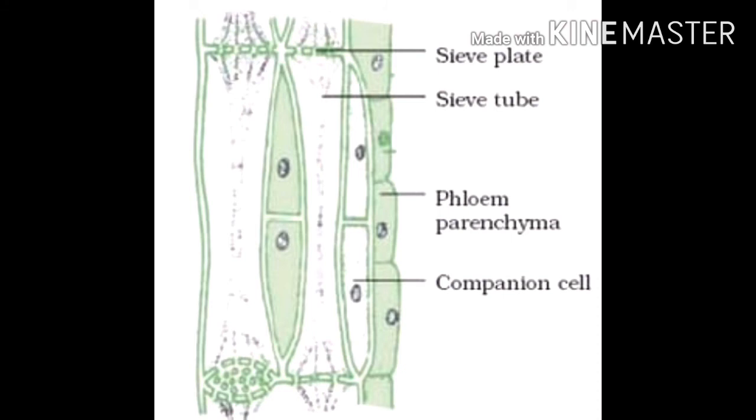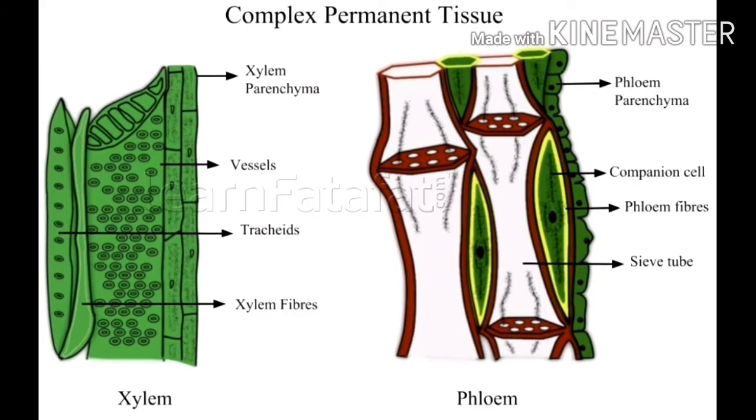And sieve tubes are tubular cells with perforated walls. Perforated walls means they have holes. And sieve tube cells are placed end to end, forming a linear row. And a sieve plate is the perforated wall between sieve elements in vascular plants. They are the end walls of the sieve tube elements, containing many pores through which nutrients are transported.